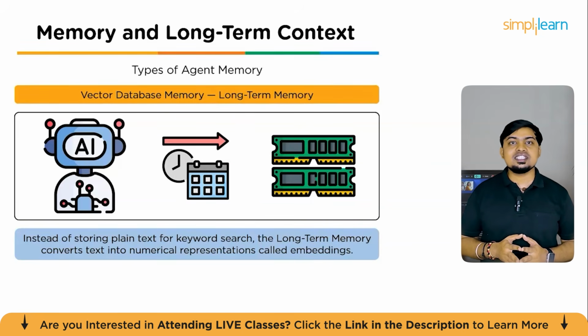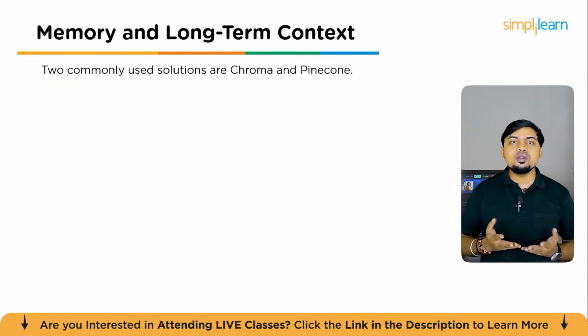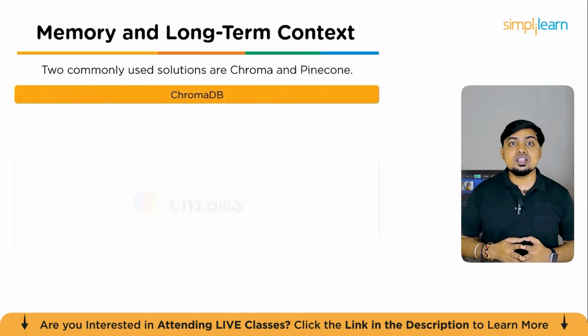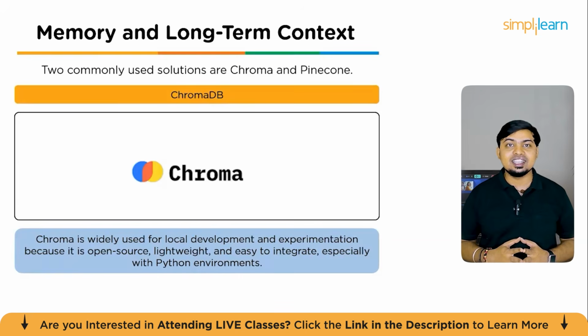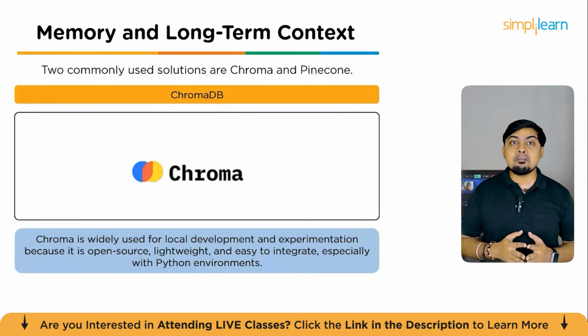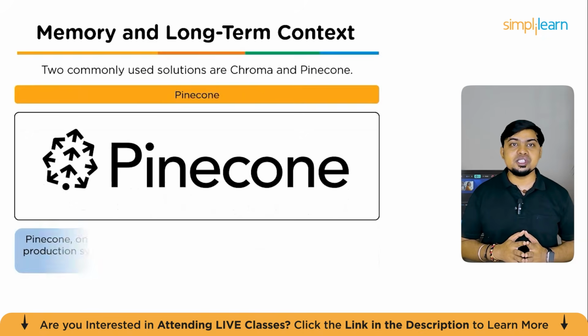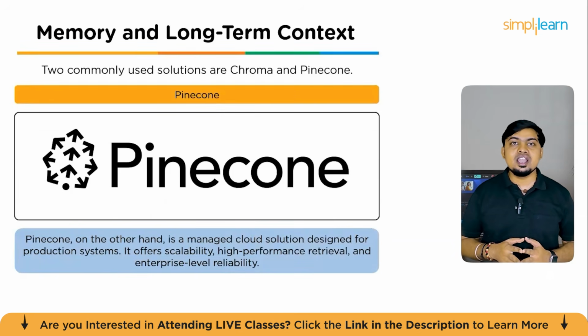Now, the next one is persistent memory with vector databases. To implement long-term memory, AI agents use specialized storage systems called vector databases. Two commonly used solutions are Chroma and Pinecone. Chroma is widely used for local development and experimentation because it is open source, lightweight, and easy to integrate, especially with Python environments. Pinecone, on the other hand, is a managed cloud solution designed for production systems. It offers scalability, high performance retrieval, and enterprise level reliability. So depending on whether you are building a prototype or a production application, you might choose different tools.